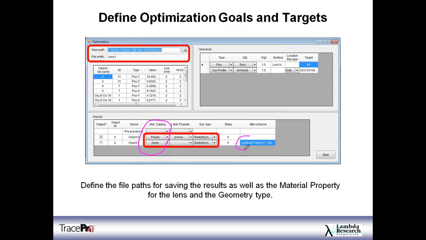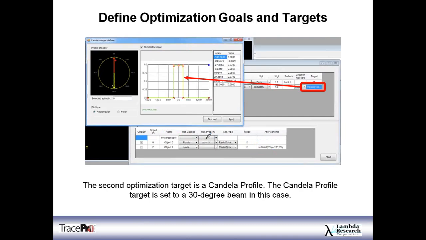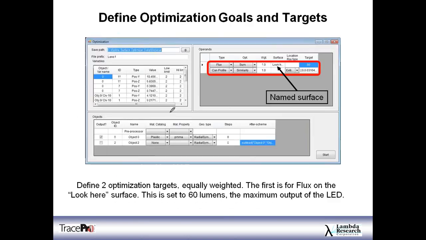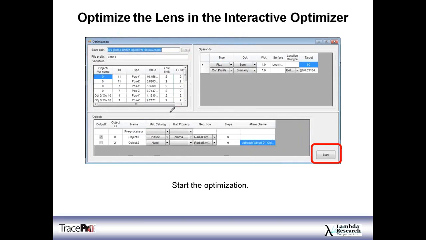The little bit of scheme code that I mentioned as far as subtracting one object from the next is entered right here in this after scheme column. Just double-clicking on that brings up the little text editor window where you can actually type in the command. And the last step here is we defined our geometry as radially symmetric. So it's going to take this shape and revolve that around. So we're going to make a circular lens, not cylindrical. And then once that's all set, just click Start, and we let the optimizer go and run.